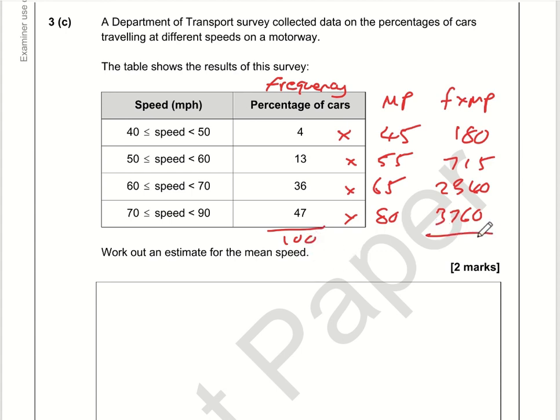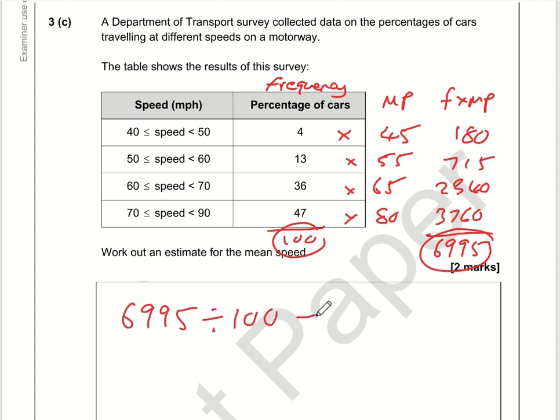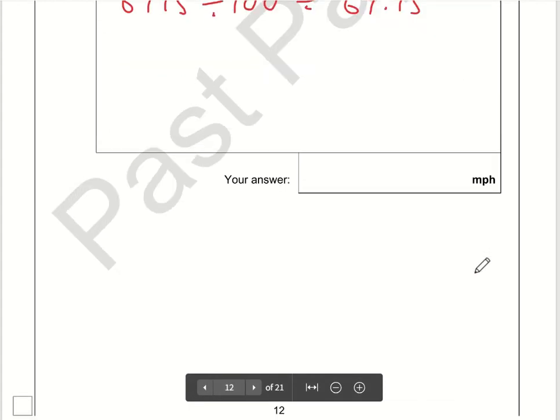And we also need to add up the frequency times midpoint column. So this is the total of all the speeds combined, or the estimated total, I should say, 6995. So the estimate for the mean is this total divided by the number of cars. So 6995 divided by 100, and that is 69.95 miles per hour.